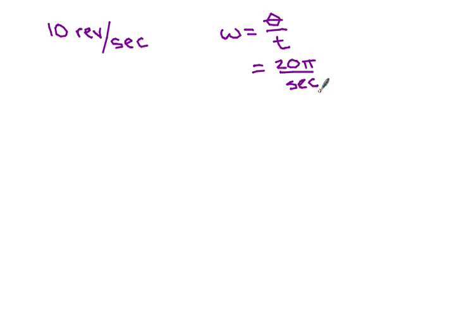Then I will ask you to find the linear velocity translated off of that. Okay, so our velocity is going to end up equaling the radius times the omega.